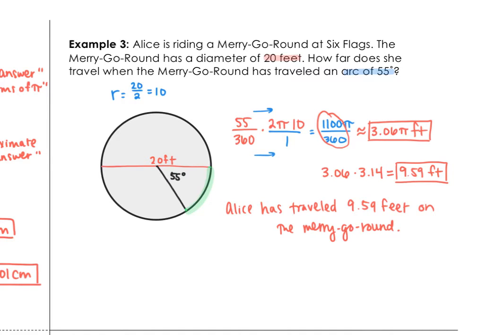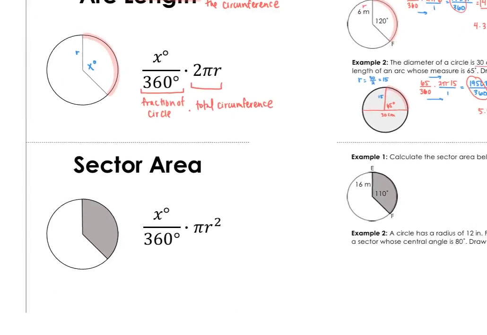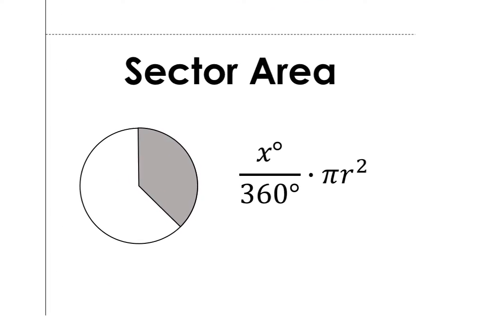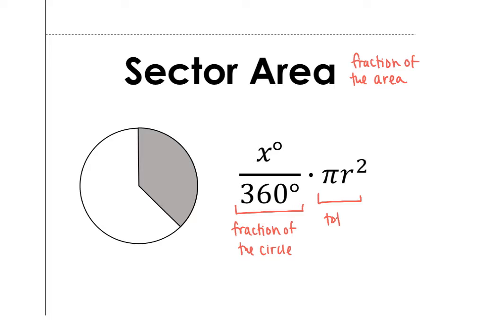All right, so now let's take a look at sector area. Sector area is basically a fraction of the area. So instead of just looking at the crust, we actually want to know how big is the actual slice of pizza. The way we find sector area is we take the fraction of the circle, just like in arc length, and we multiply that by the total area.